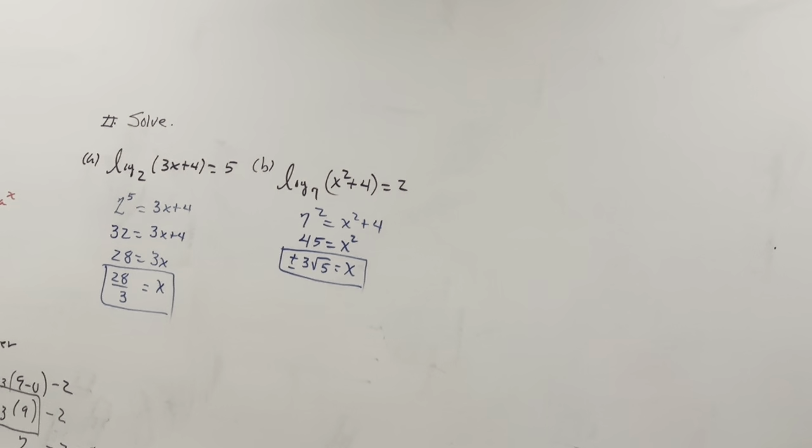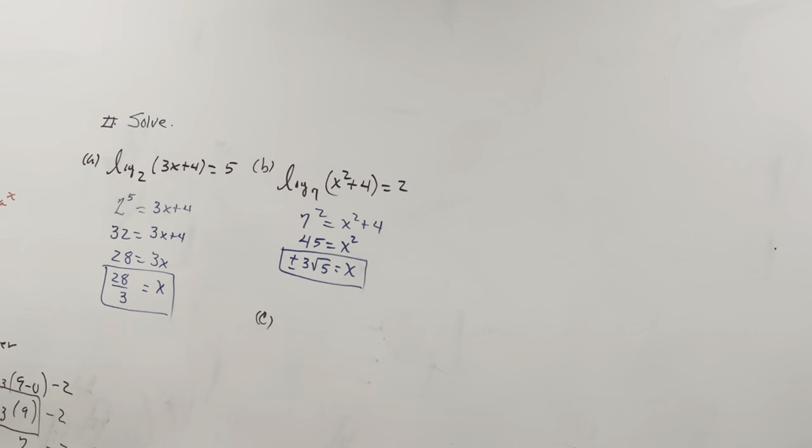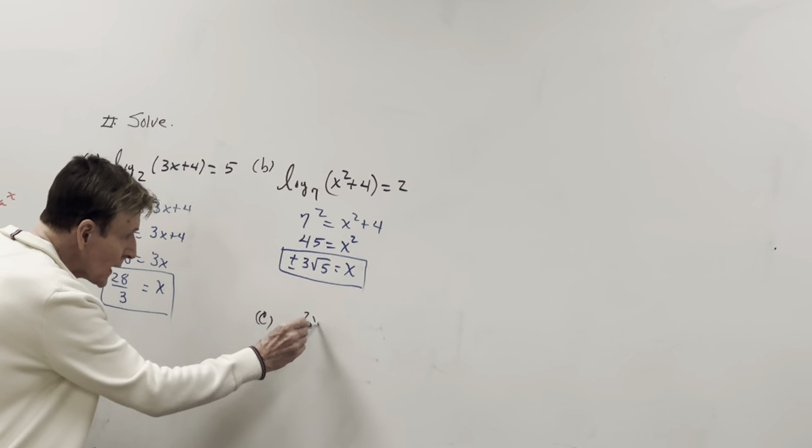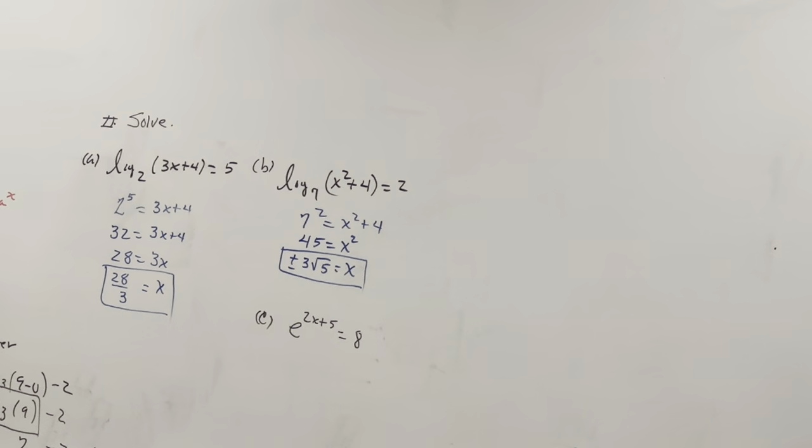Was there another one? Is the next one the last one on that handout? What was that next one? Oh, it's e raised to a power. e raised to the 2x plus 5 equals 8, like that? And we should solve for x. There's no log in this one. Any ideas?